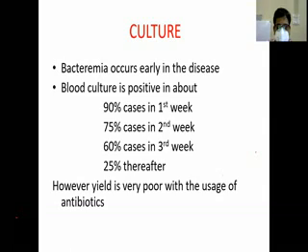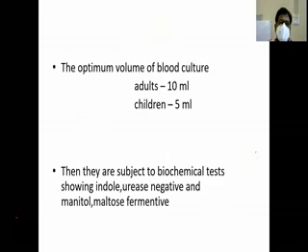However, yield is very poor with the usage of antibiotics. If you want to take a blood culture, you should take it before giving the first shot of antibiotic. Even one dose of antibiotic will reduce the volume of the bacteremia. The optimum volume of blood for culture usually depends on the vial. For general usage, for adults it is 10 ml. For children, it is 5 ml. But it varies with the bottle size also.